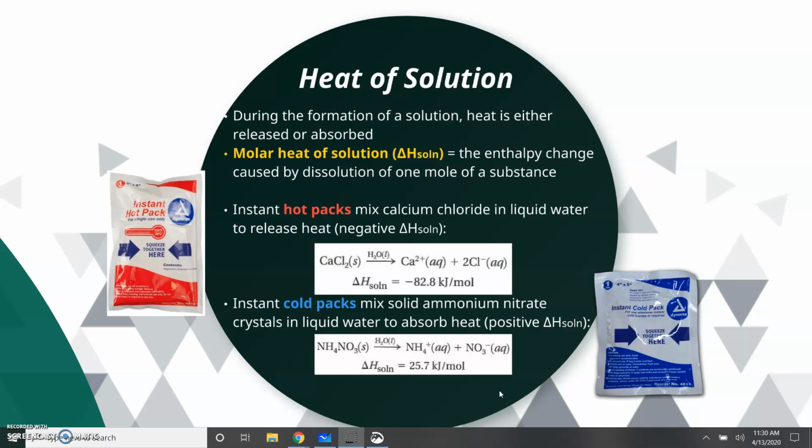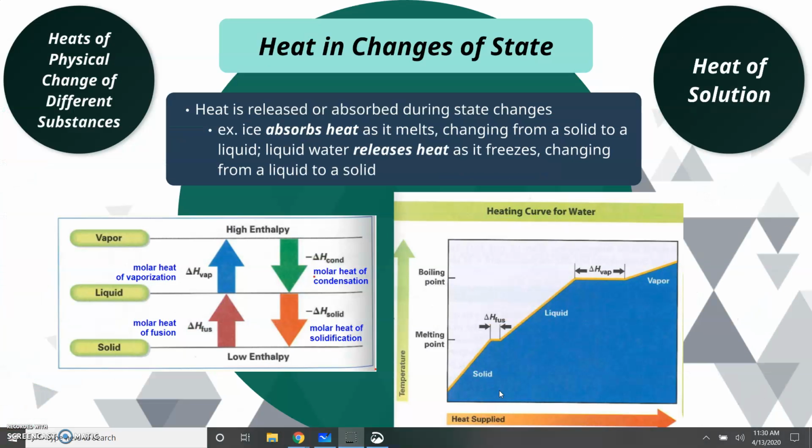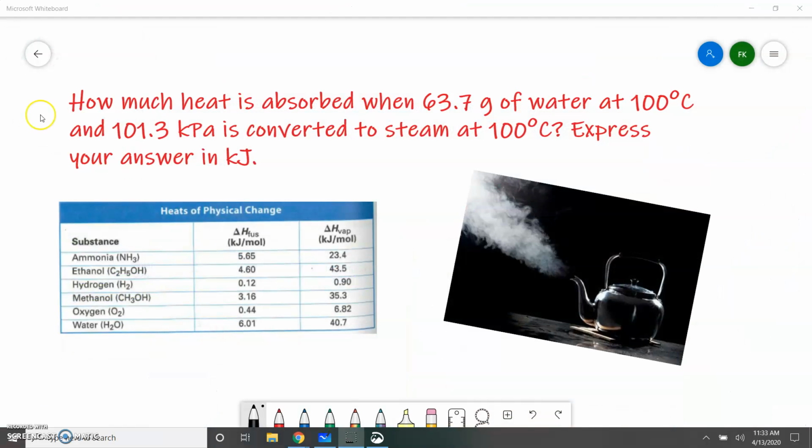So those are all of our new concepts. Let's finish off with a little bit of practice. So here's our first practice calculation. It asks how much heat is absorbed when 63.7 grams of water at 100 degrees Celsius and 101.3 kilopascals is converted to steam at 100 degrees Celsius. Express your answer in kilojoules.